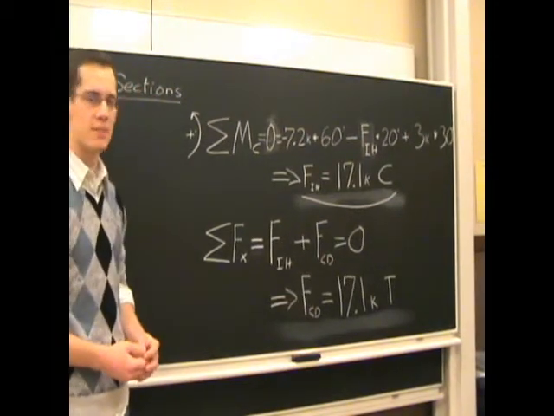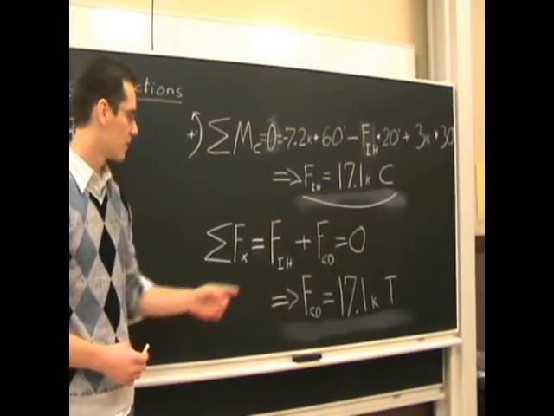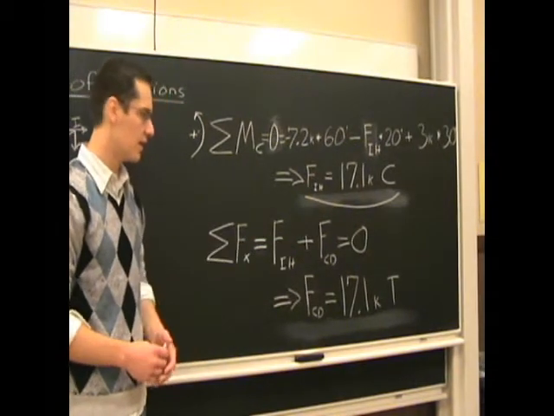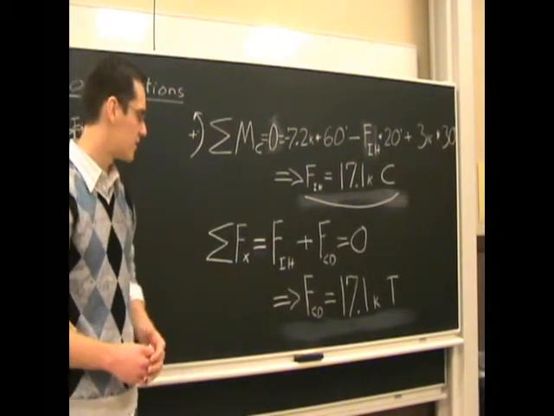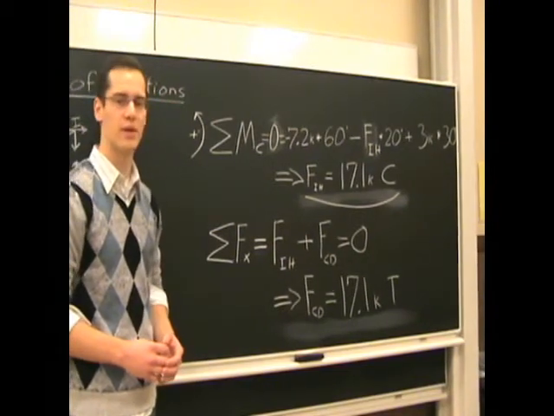From there we can use the sum of the forces in the x direction, FIH plus FCD equal to 0, and we know that FCD is equal to 17.1 kips in tension.